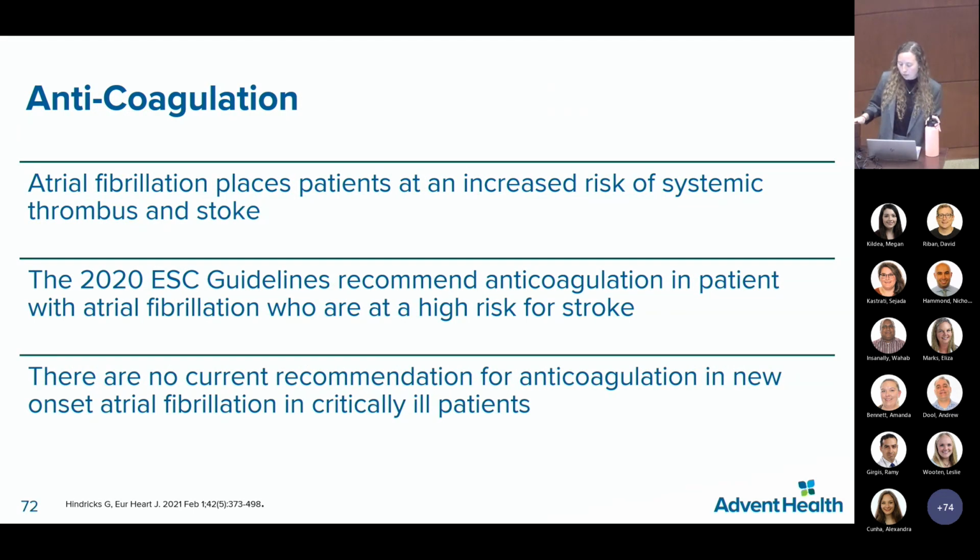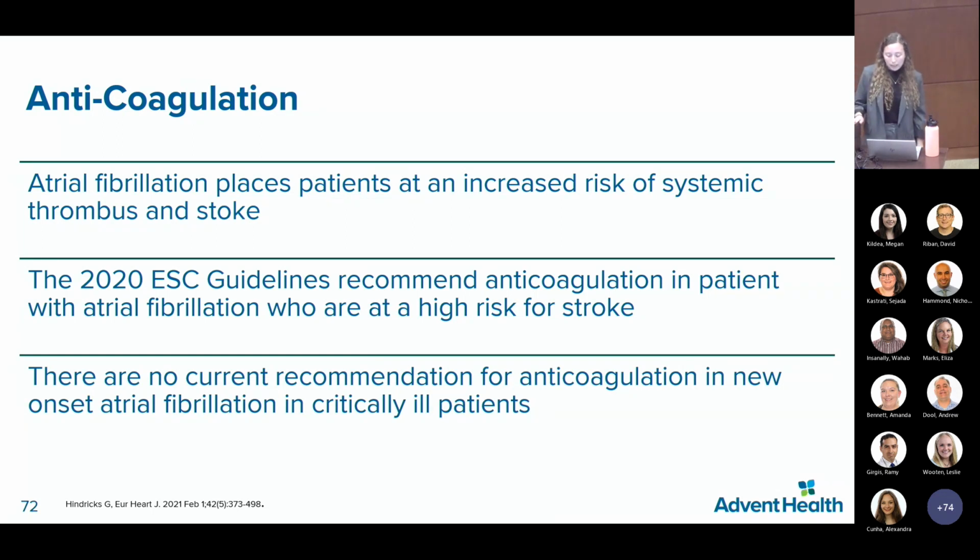So earlier in this presentation, we discussed the increased risk of mortality and ischemic stroke that these patients have who develop new onset AFib in the acute setting. We have discussed the possible treatment options for AFib, but how are we going to address this increased risk of stroke in these patients? Whether or not to use anticoagulation in these patients is a frequently asked question in our intensive care units. The 2020 ESC guidelines recommend anticoagulation in patients with AFib who are at risk for stroke as determined by the CHA2DS2-VASc score.